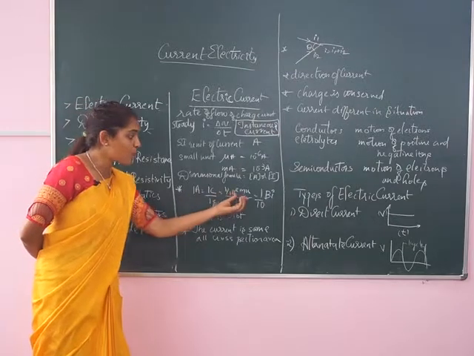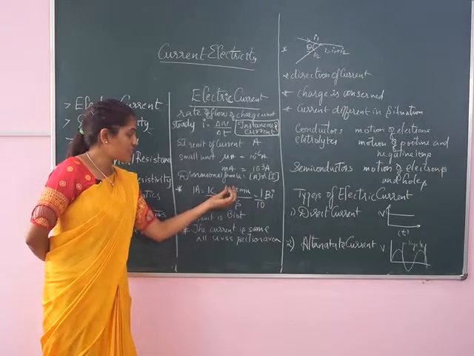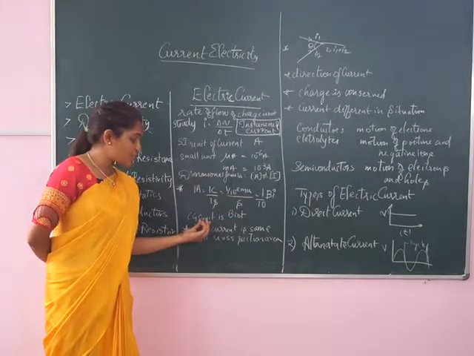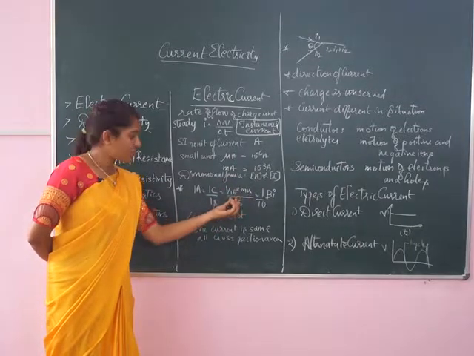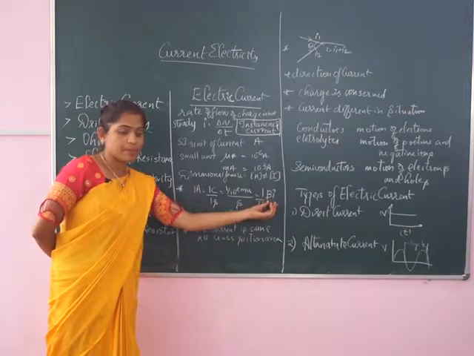Coming to the CGS unit of charge, I can say 1 by 10 EMU. Now what will be the CGS unit of current? 1 by 10 EMU divided by second, that is nothing but 1 by 10 Bi.